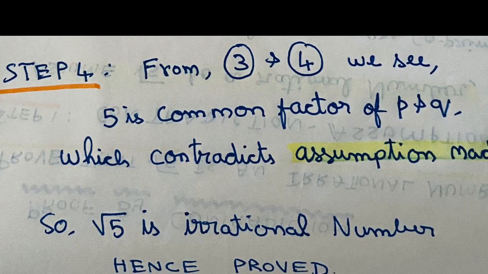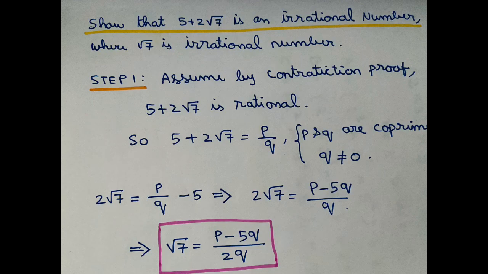In step 4, from equations 3 and 4, we are able to conclude that p and q have the common factor 5 also. But in the first step, we have assumed that p and q are co-primes, hence they should not have a common factor other than 1. Now 5 is divisible by p and q, hence it is also a factor of p and q. So we are going to have 2 factors here. Hence, the assumption we have made is wrong. Now, root 5 is an irrational number. It is proved. Now let us prove the next question.